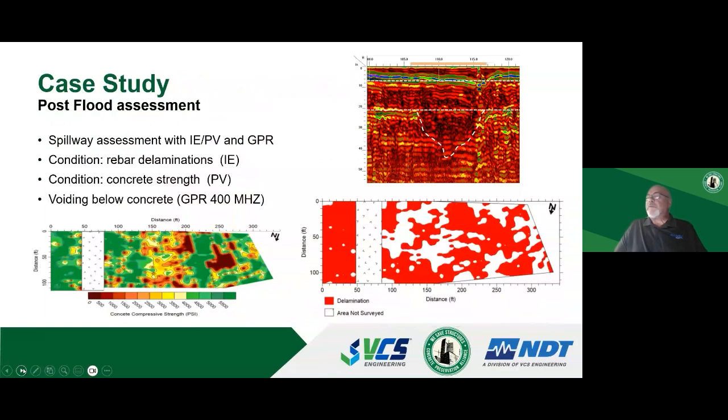Another post-flood assessment was for a spillway where, again, there were voids underneath the concrete slab, and the low frequency GPR would penetrate through the concrete and determine where those voids were. That's the image in the upper right. The two images on the bottom: the left side is a summary of the compressive strength from the pulse velocity information. That's the green and the orange and the reds, corresponding to the weak and strong concrete. And then the red and white plot was the delamination of the rebar within the concrete slab, and that information was from the impact echo data.